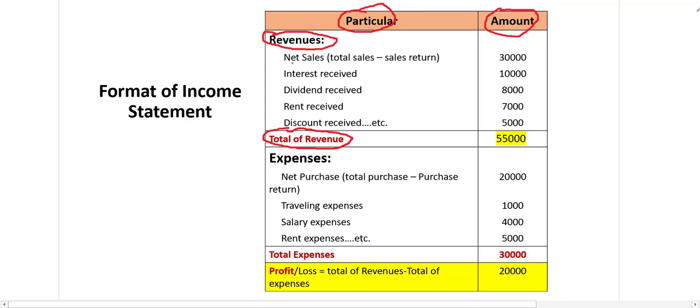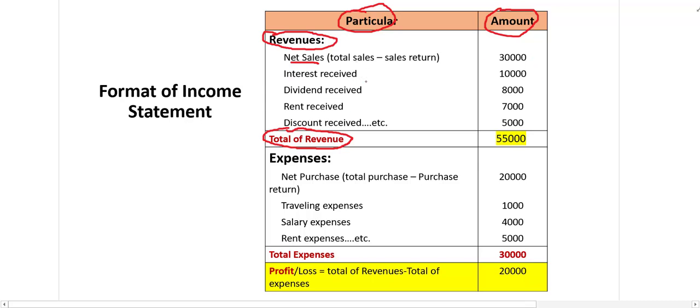Usually we start revenue with this one, with the net sale, right? So net sale, how to find the net sale? You know that total sale minus sales return and discount if it is available. So you can find out the net sale. So net sale, suppose in our case, it is equal to how much? It is, suppose this much, 30,000.